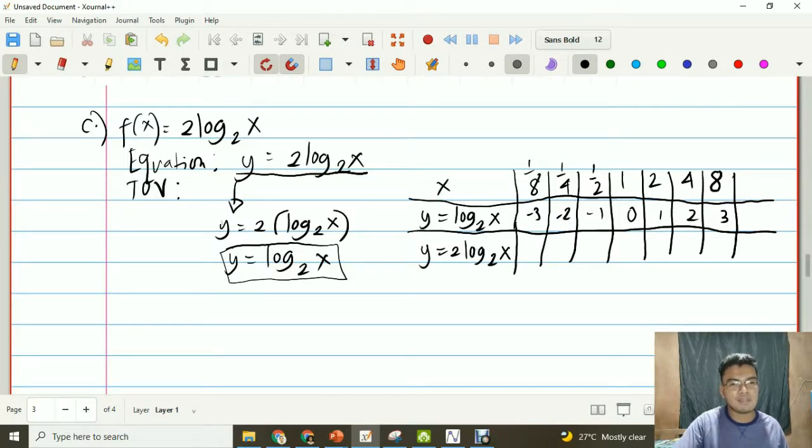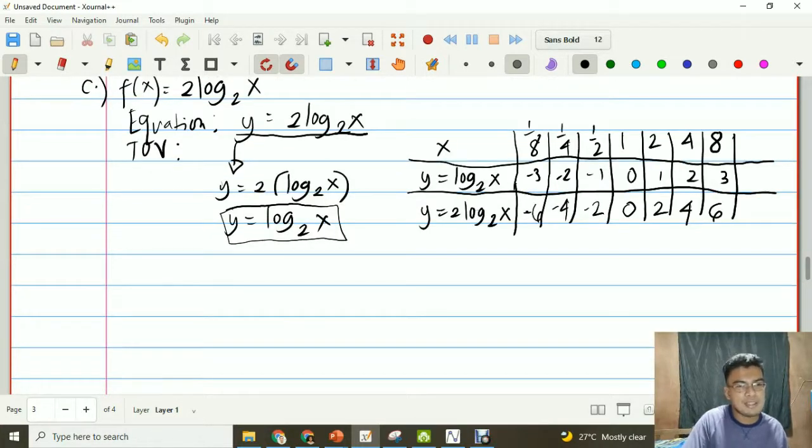2 times negative 3, this will be negative 6. 2 times negative 2 is negative 4. 2 times negative 1 is negative 2. 2 times 0 is 0. 2 times 1 is 2. 2 times 2 is 4. And 2 times 3 is 6. So, ang table of values natin ngayon para sa ating given na equation ay this one.